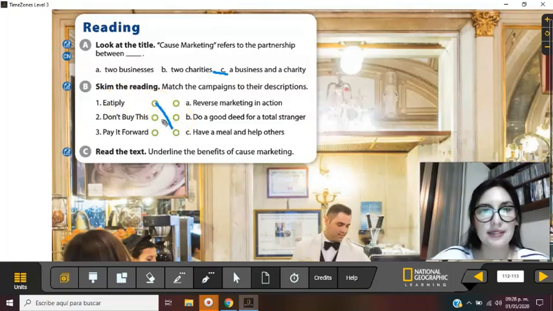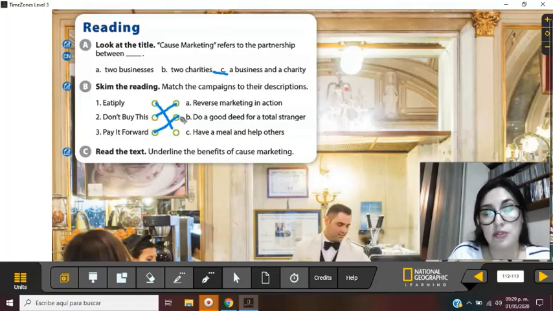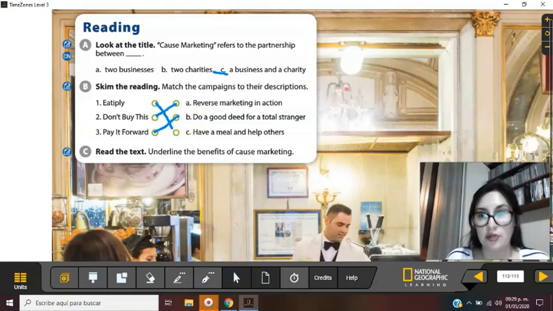Don't buy this. Reverse marketing in action, or do a good deed for a total stranger. No, letter A. Yes, and pay it forward is do a good deed for a total stranger. For example, as the reading says, you buy two coffees, but you take one, and the other coffee is for a person or for a homeless person that asks for it or doesn't have money for buying another product. Okay, that is pay it forward.